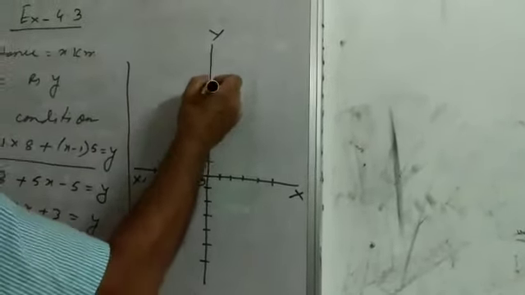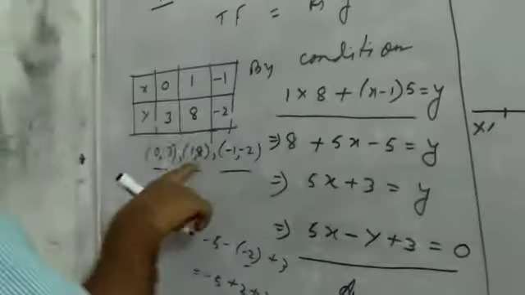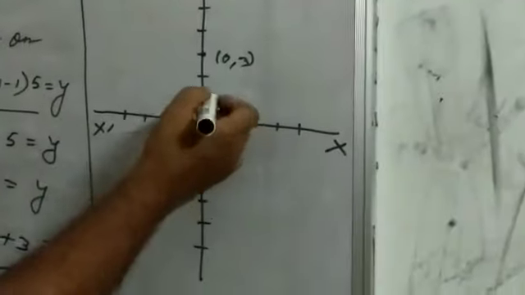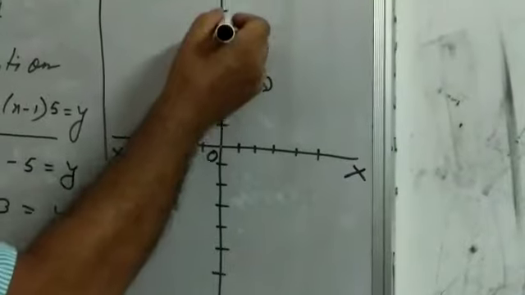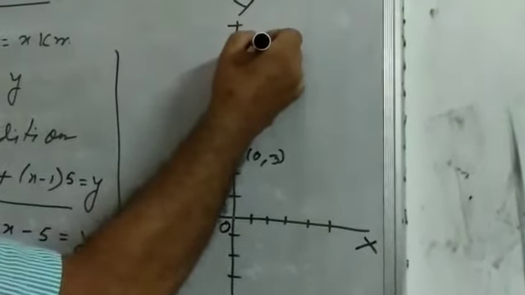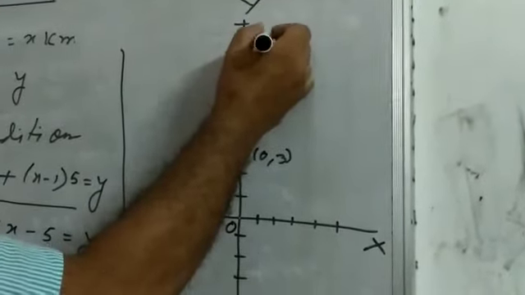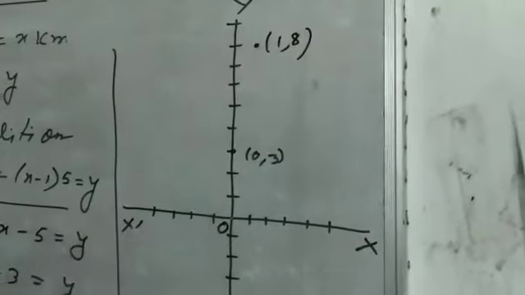So okay, the first point is 0, 3. If x is 0, then at the center y is 3, it lies on the y-axis, means this is the point 0, 3. Then next one x is 1, y is 8: 1, 2, 3, 4, 5, 6, 7, 8. This is the point 1, 8.